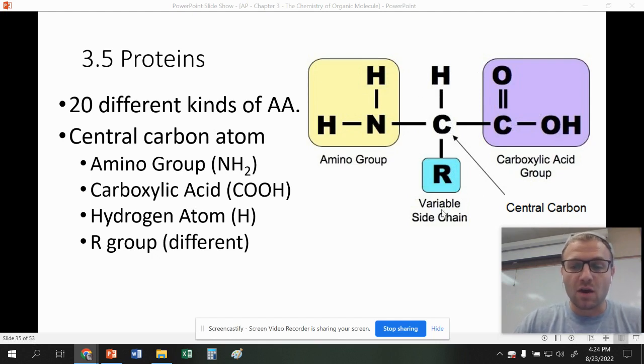Now down here, we have that R group. This is the variable side chain. This is just what is different between the 20 different amino acids. There's 20 different ones. Each one will have the same top portion here. Their R group, or what's below, will be different.